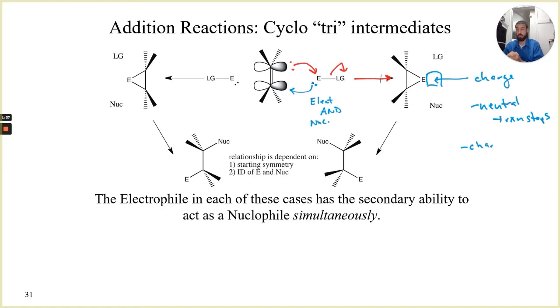If it is charged, then the reaction continues. And to continue, we would need to find a nucleophile. So we'd look in our solution for that nucleophile. That nucleophile in our second step is going to have to backside attack that ring structure. It can't come in from the same side because the electrophile is blocking that position.